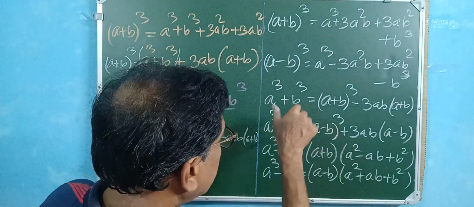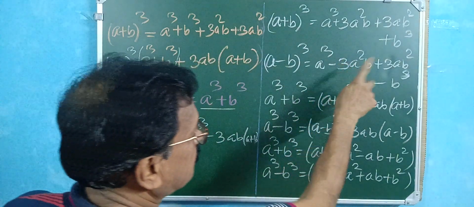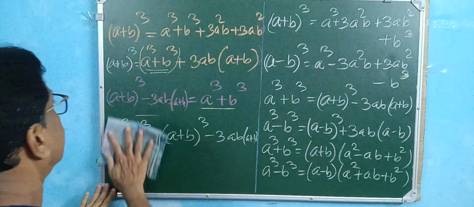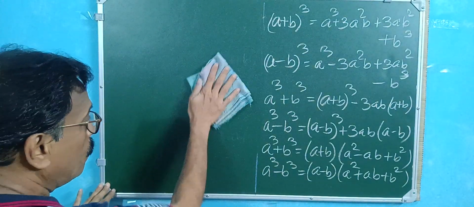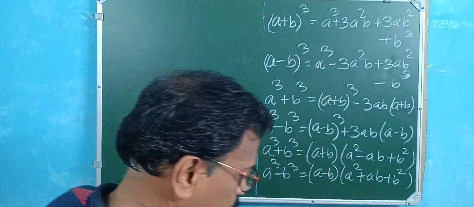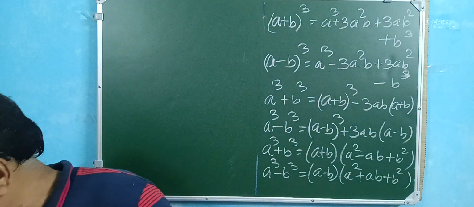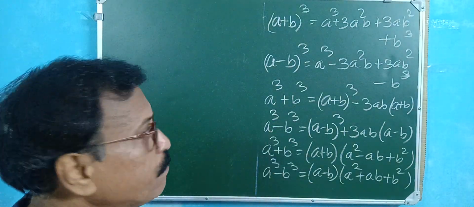Clear? So in this way, this also comes: (A − B)³ is A³ − 3A²B + 3AB² − B³. I'll just write it down here. No problem, don't panic. There are so many formulas to learn, but if you just remember one formula, from there you can deduce the rest, no problem at all.